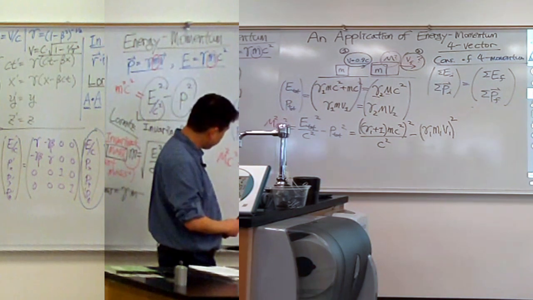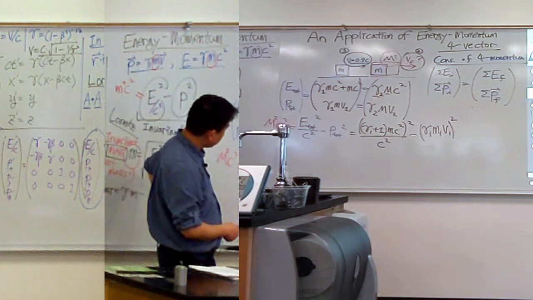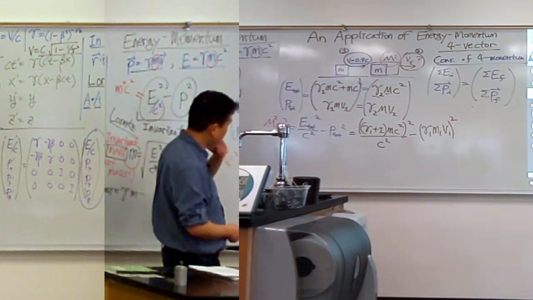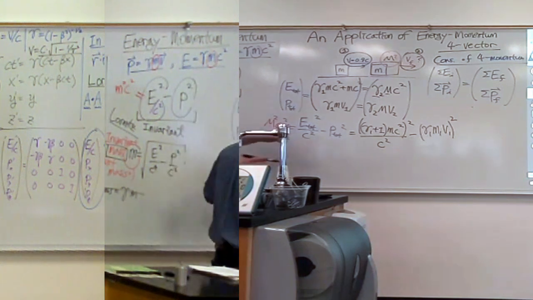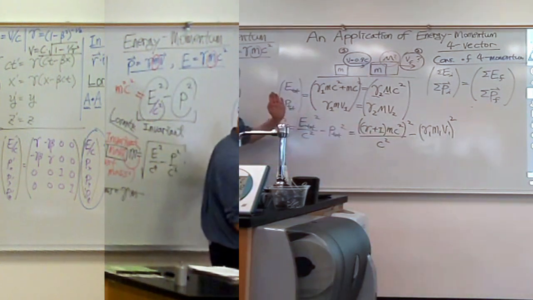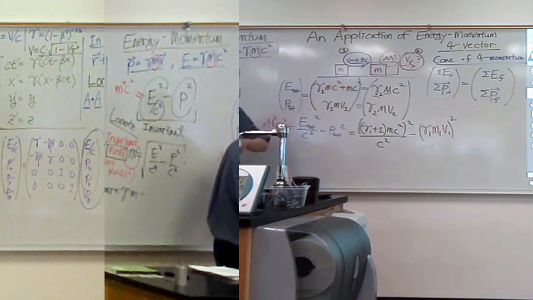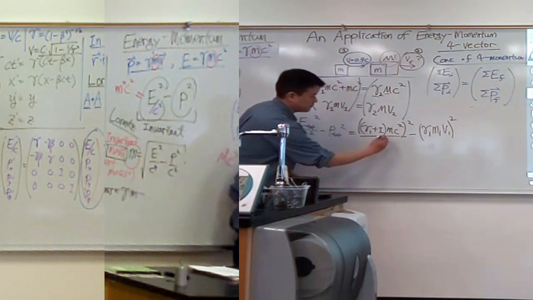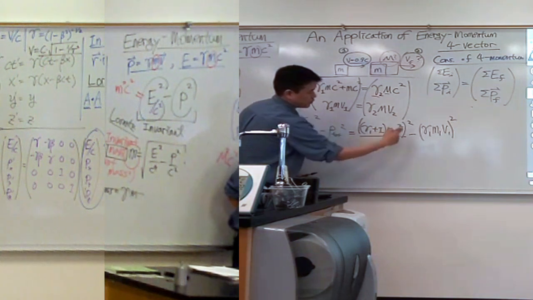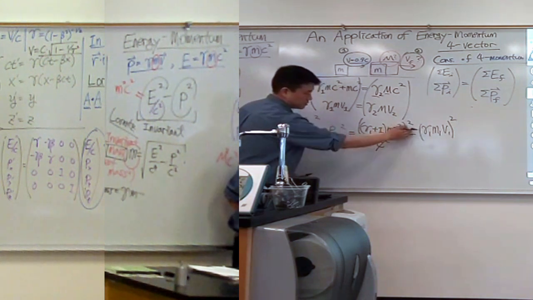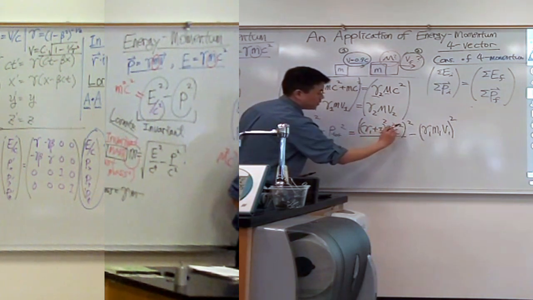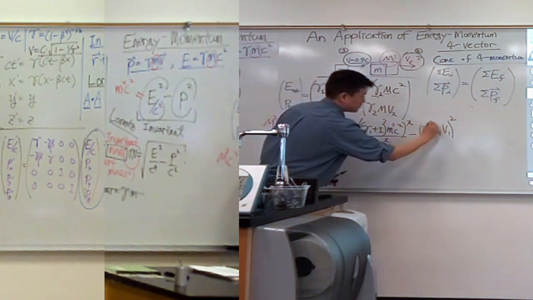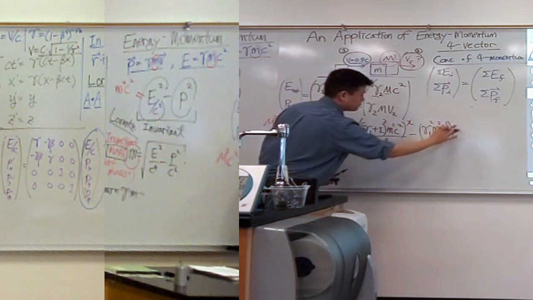Let me do some factoring. Let me factor out m squared c squared from both sides. Actually, before I do that, let me simplify it a little bit. This c squared cancels out one factor of this c squared. So let me distribute this exponent. So square, square, and it remains at 2 because of this. And distributing this, the square, square, square. Good?